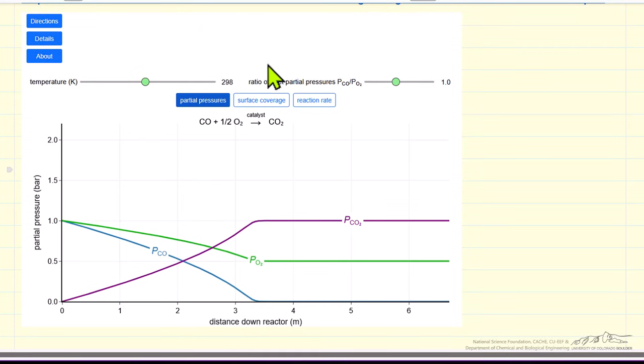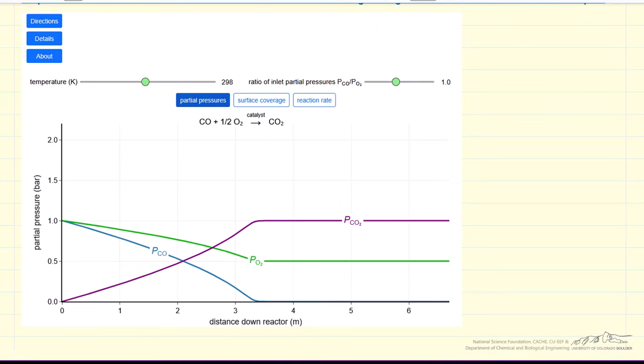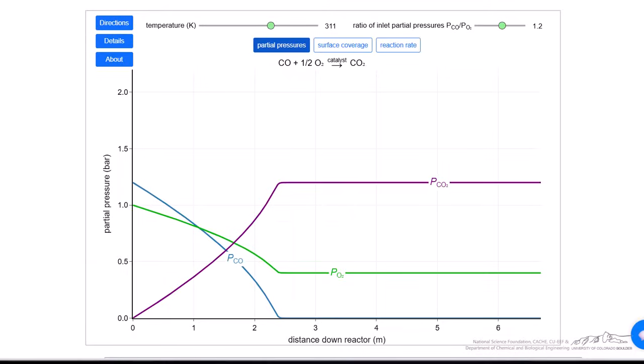And so one slider allows us to change this ratio, partial pressure CO to oxygen. So here the ratio is 1. In stoichiometry, the ratio would be 2 CO to oxygen. And here we're going to look at a ratio that's lower than that because remember, CO adsorbs very strongly. So let's look at this simulation.